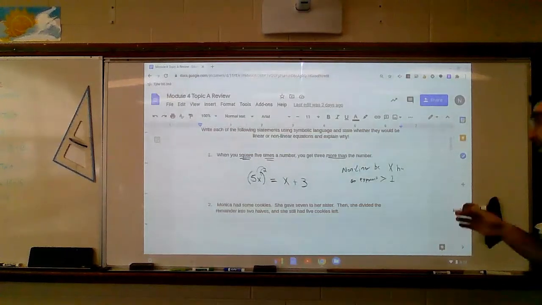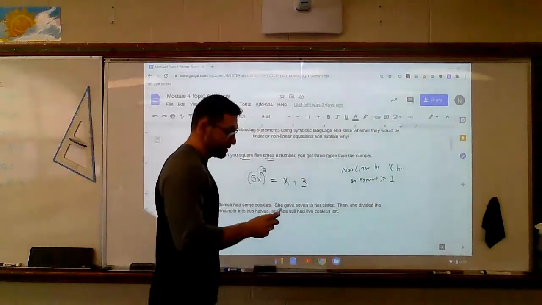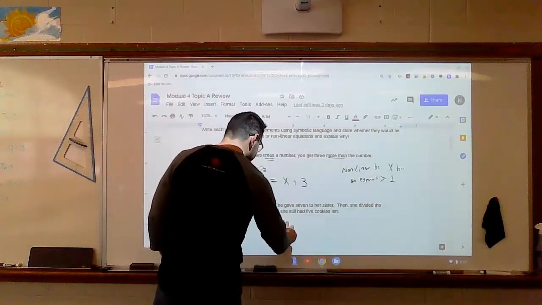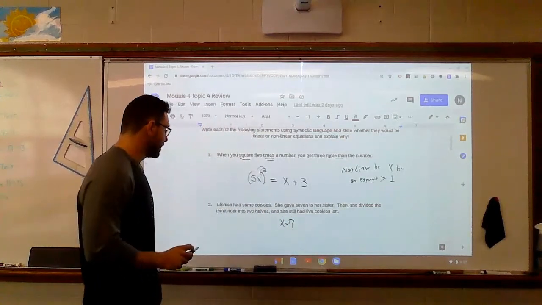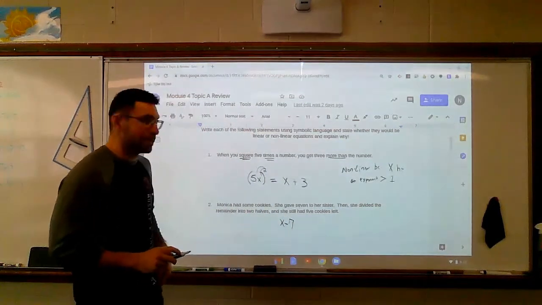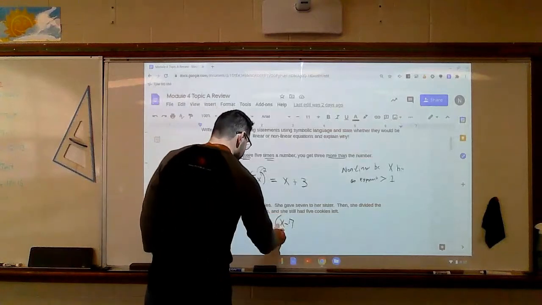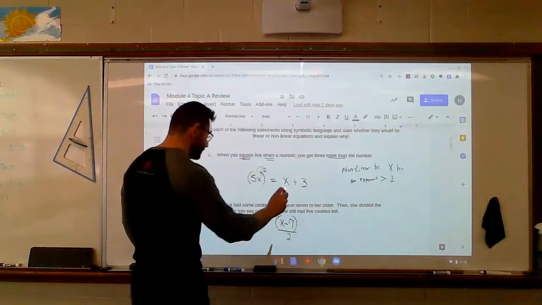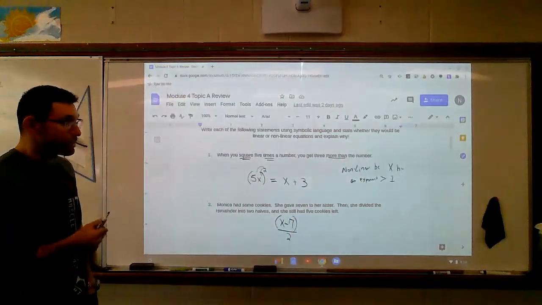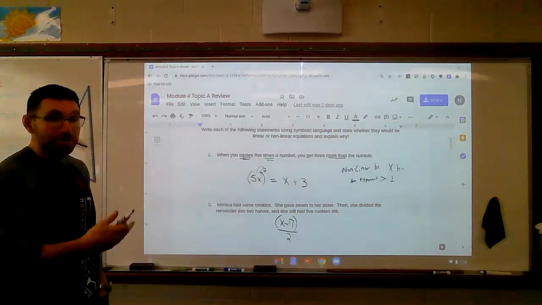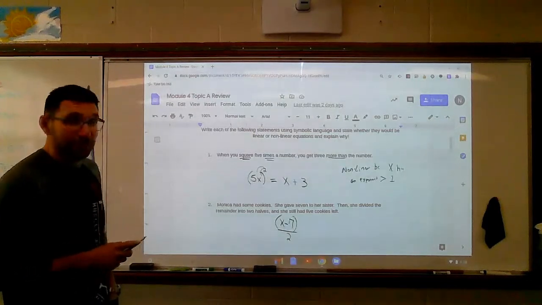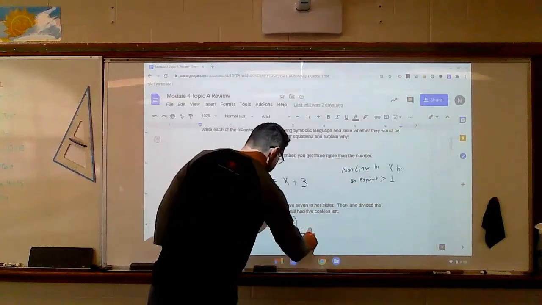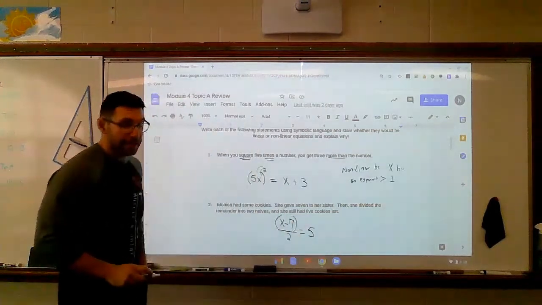Monica had some cookies. She gave 7 to her sister. So here's Monica's cookies, it is x. She gave 7 to her sister, so it's x minus 7. Then she divided that remainder into 2 halves. So if she's dividing it into 2 halves, we have x minus 7 divided by 2. That's her dividing it into 2 halves. Then she still has 5 cookies left. So that means it's equal to how much? Equal to the 5 cookies she has left.